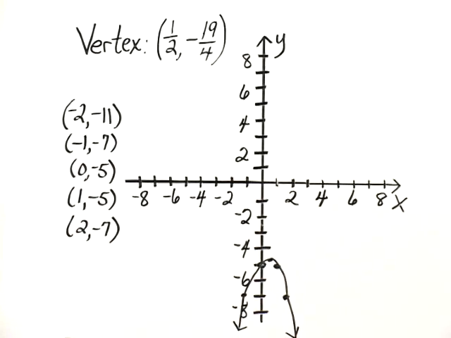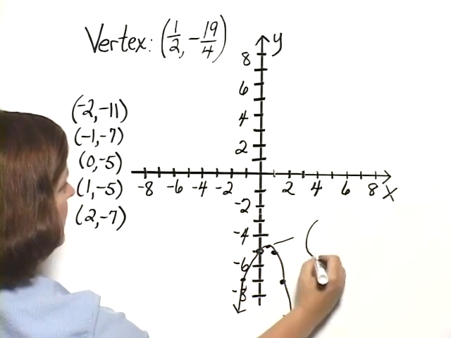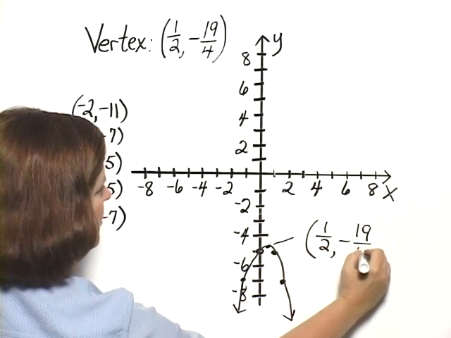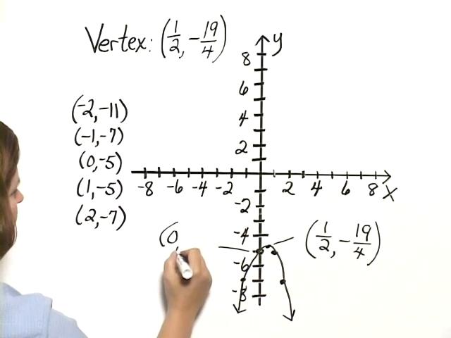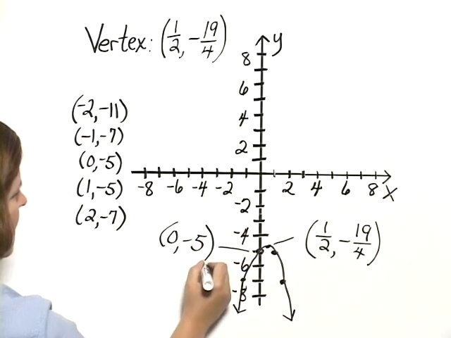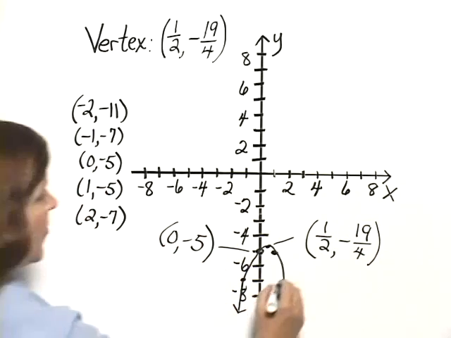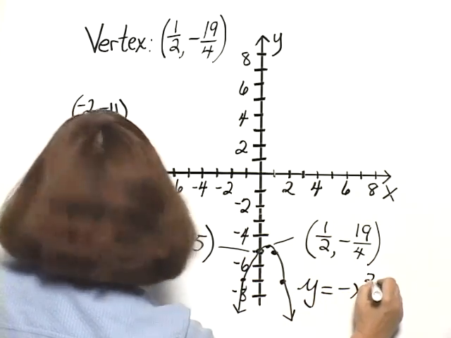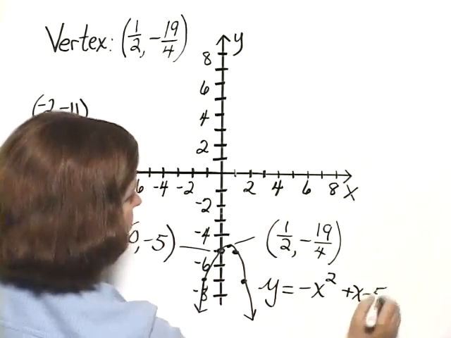And we are asked to label the vertex and the y-intercept. So we'll label the vertex as 1/2, negative 19/4. The y-intercept we'll label as 0, negative 5, and there are no x-intercepts. As a last step, let's label the equation itself. Y equals the opposite of x squared plus x minus 5.